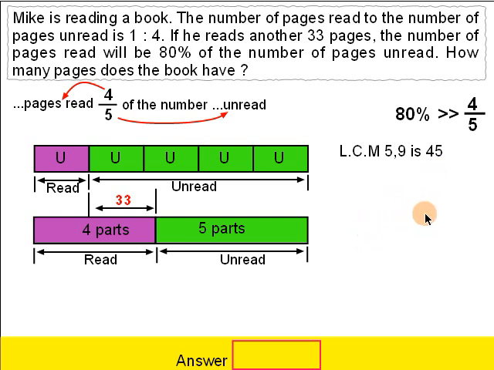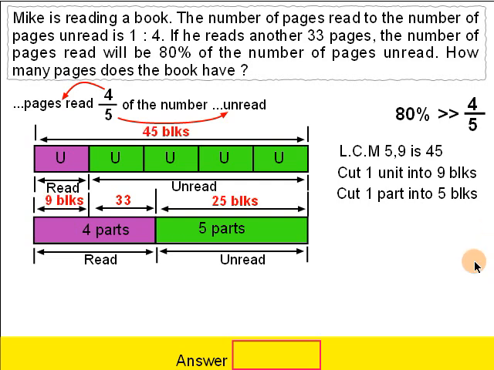So the LCM of 5 and 9 is 45. That means we're going to cut each unit into 9 blocks and each part into 5 blocks, so that we can equalize the units and parts into blocks. Instead of cutting the model, which sometimes looks messy, you can just write down the equivalent number of blocks beside the units and the parts. But you have to be very careful, because if you calculate this part wrongly by a careless mistake, then you will get the whole sum wrong. So sometimes cutting the model works better. It's up to you.